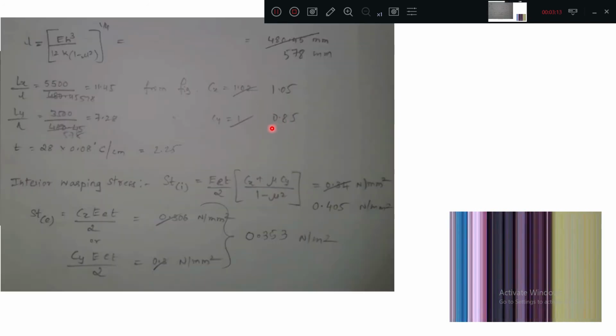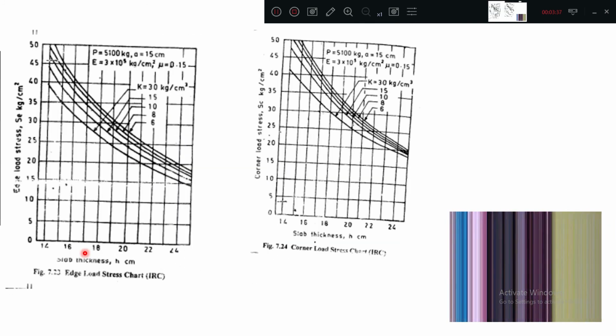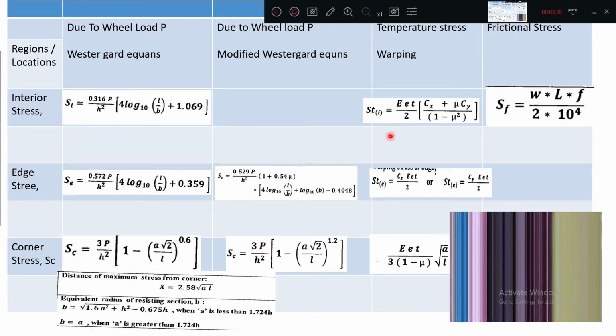0.85. For the temperature differential T, what I have done is thickness H multiplied by the per centimeter difference. Both multiplied, I am getting 2.25 degrees Celsius. What formula should I use? Warping stress: this one is STI, this one is STE, and this is STC. Cx, Cy we just found, mu is given, E is given, small e is given, and T we have calculated.